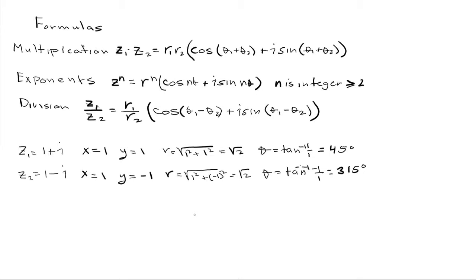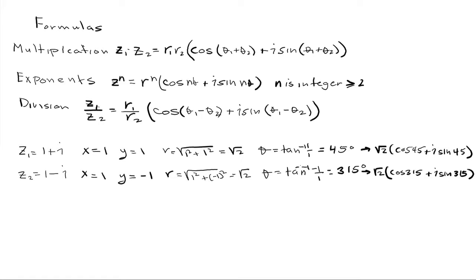So we have two complex numbers. This one, which is r cosine 45 plus i sine 45. And this one, which is square root of 2 cosine 315 plus i sine 315.